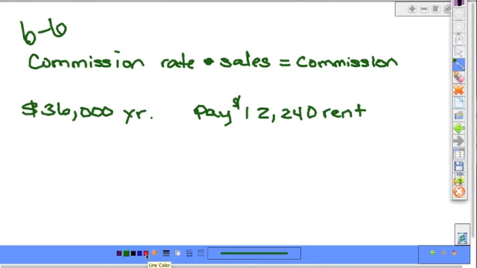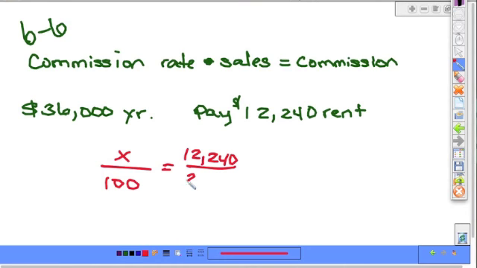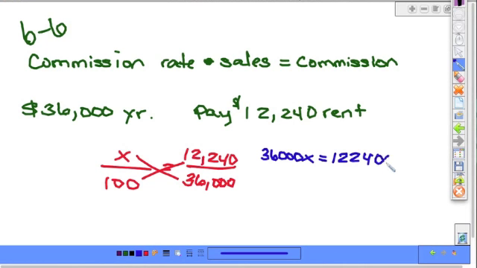So if you remember from last couple lessons, we set up our formula with line equals line, and this is always over 100. Okay, we don't know the percent, that's what we're solving for. Our total amount for rent was $12,240. Total amount of the year was $36,000. Okay, if we cross multiply those, we get 36,000 x equals a really big number. 1, 2, 2, 4, 0, 0, 0.